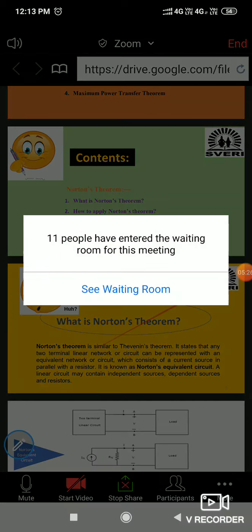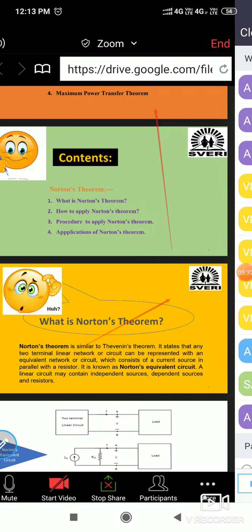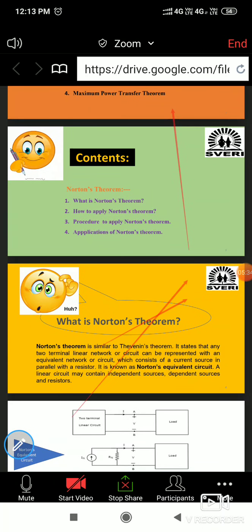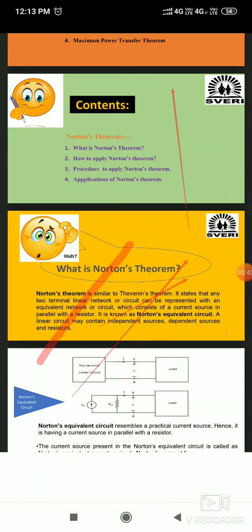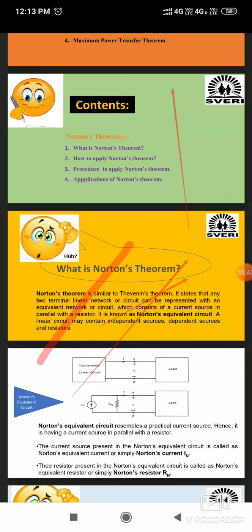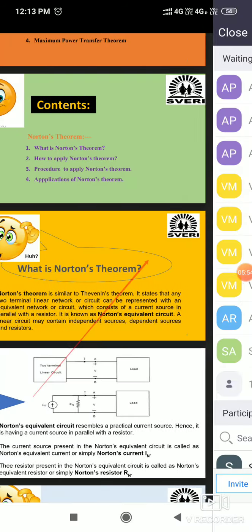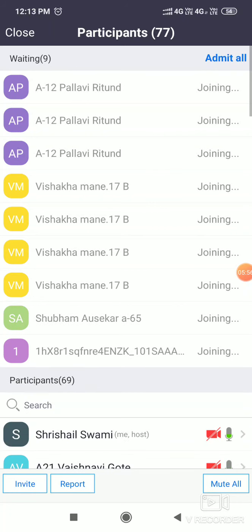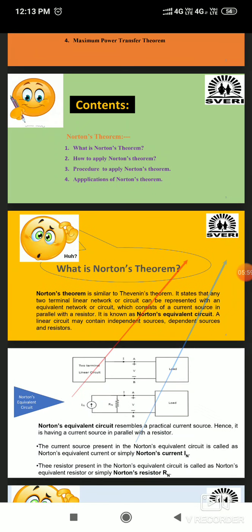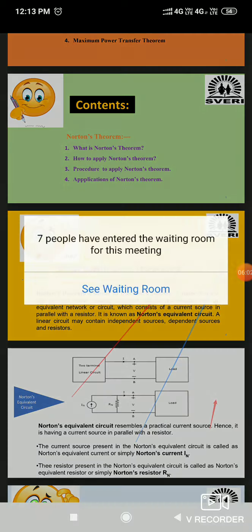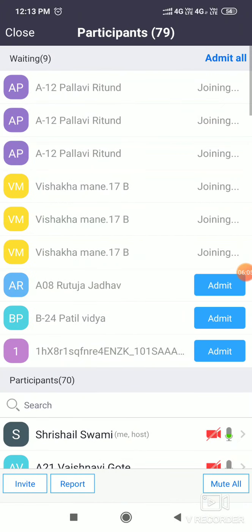So it is similar to Thevenin's theorem. It states that any two terminal linear network consisting of a number of independent sources, dependent sources, and resistors can be replaced by, or represented with, an equivalent network consisting of a current source in parallel with a resistor. Whatever the structure or design of the network, you can replace it by a simple circuit consisting of a current source in parallel with a resistor.